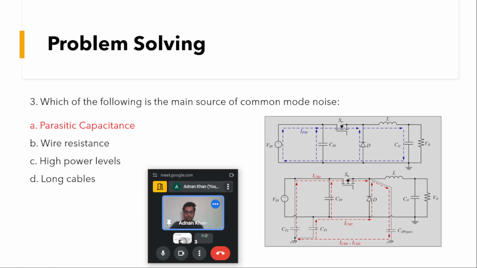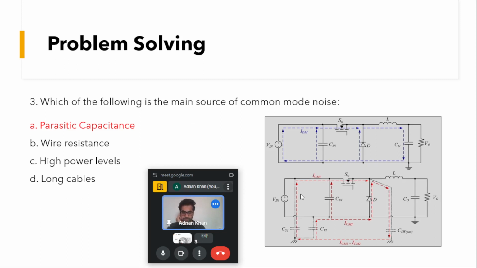But the main source of the common mode noise is the parasitic capacitance, like we saw here in the case of the buck converter. We had the switching node, we are switching at very high frequencies, and the voltage levels and power levels change in a very small amount of time, and there is some parasitic capacitance that gets generated between these lines and the ground, and this parasitic capacitance provides the path for these common mode currents to flow.